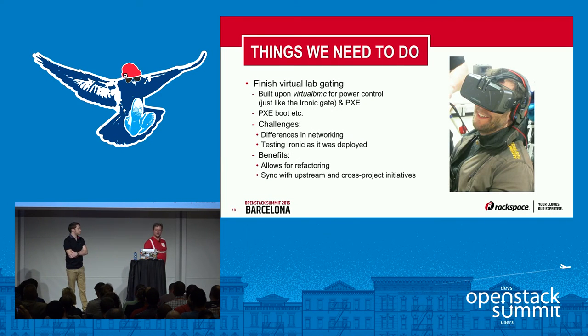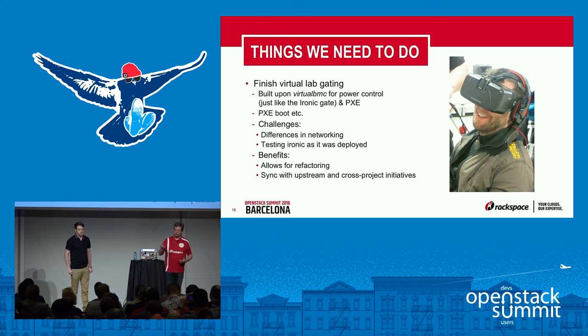So something that we've been working on is getting virtual lab gating working. So what that means is the Ironic project makes use of something called virtual BMC, which allows you to use this little bit of software, virtual BMC, to power control QEMU VM images and make it appear like hardware. So it means that Ironic doesn't need to change. It can just send IPMI commands.